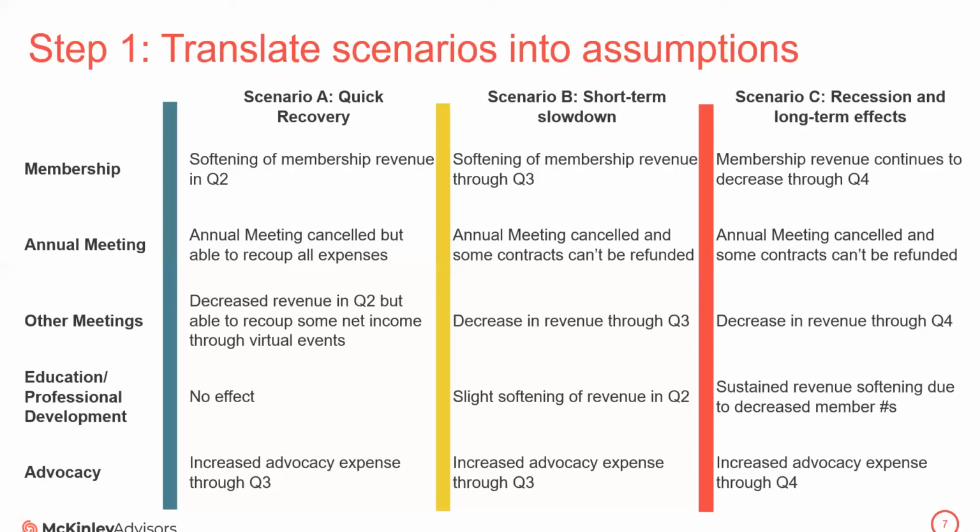Also, if you go down to the advocacy line here, this is an important consideration. So your members are likely going to need more from you at this time, but how much more and for how long? And you can see how that changes from scenario A to scenario C.